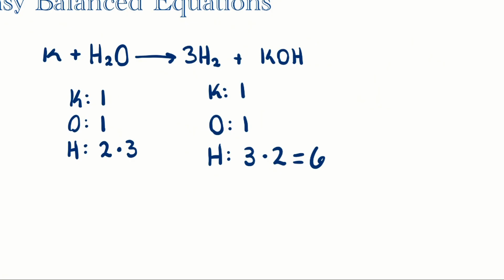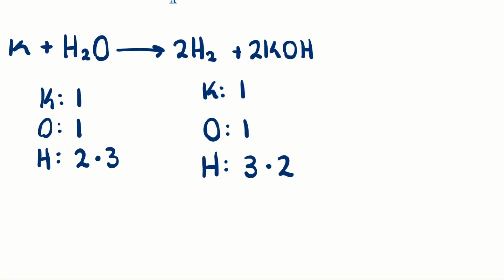But unfortunately, 6 is an even number, and there is no way that we can get an even number with an odd number of hydrogen hanging out here in this potassium hydroxide. So that means I'm pretty much forced. I know that I have to get an even amount of hydrogen atoms, so I'm going to have to double both of these. And so then I have 2 hydrogen gas, which gives me 4, and then 2 hydrogen here, which gives me 6. So that's balanced here.